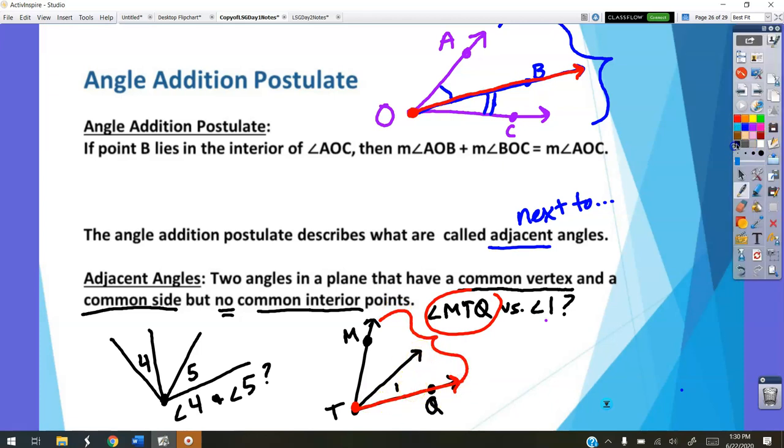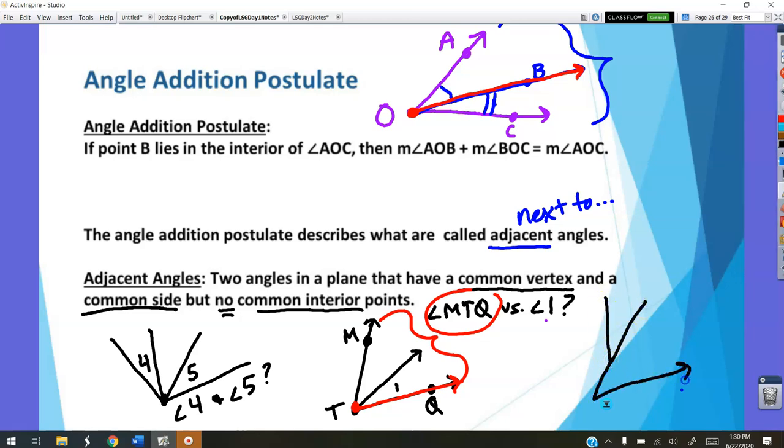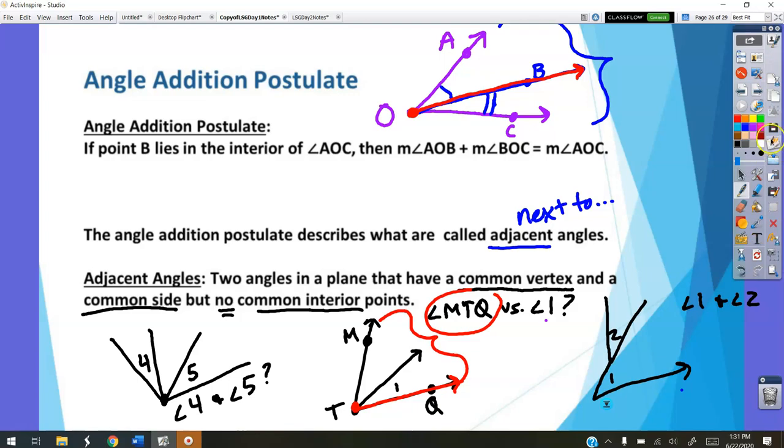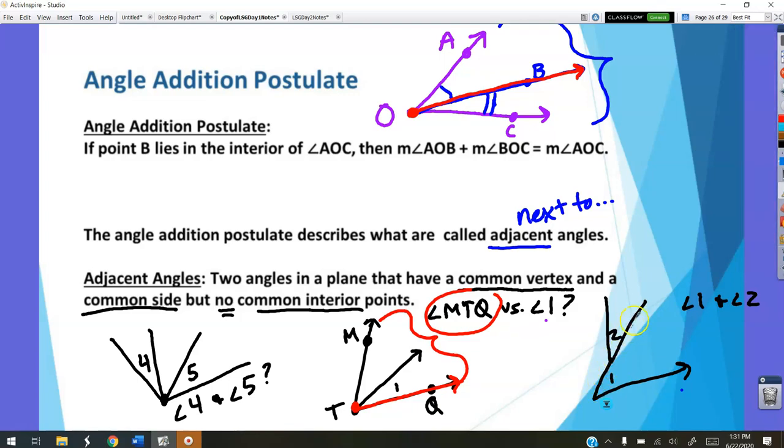So again, I'm giving you examples of non-adjacent. And then the last one could maybe be something that looks like this. I'll call this angle 1 and angle 2. These two are not considered adjacent because even though they kind of share a side, they don't overlap, but they have two different vertices. They each have their own vertex. So those aren't considered adjacent.